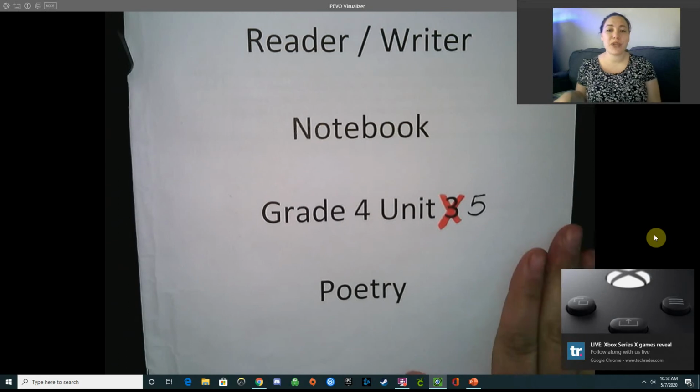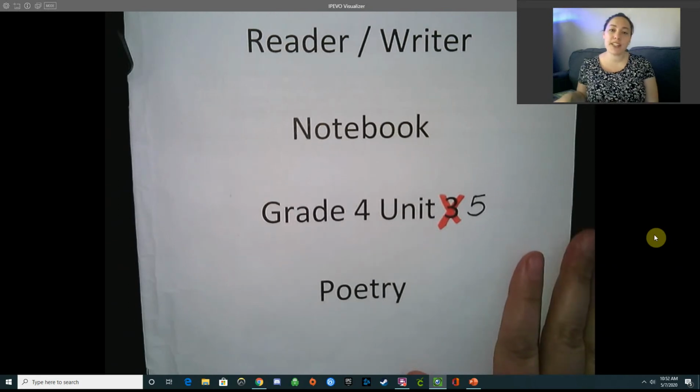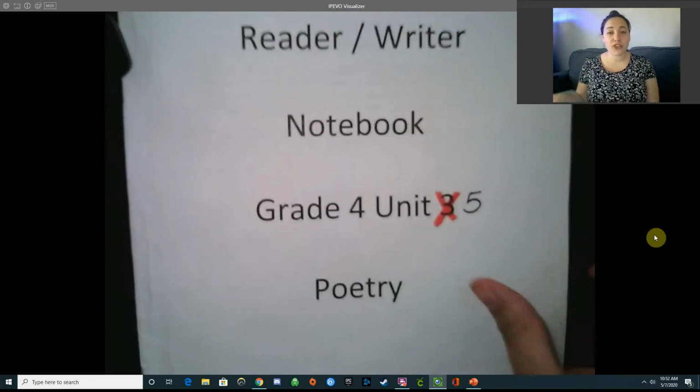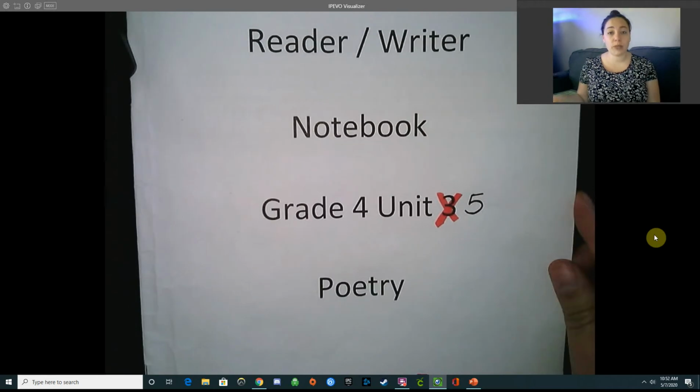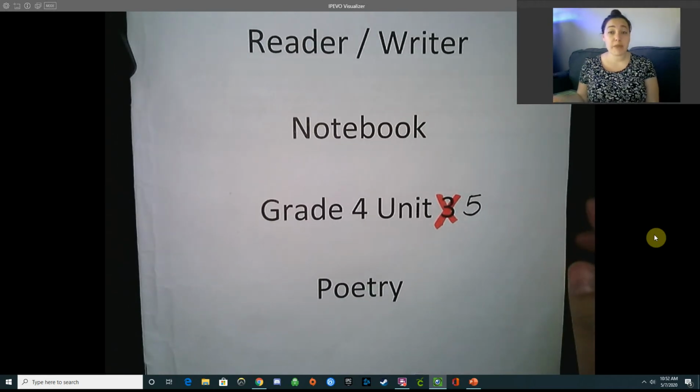In front of you, you are going to need this reader-writer notebook labeled with poetry. If you do not have this workbook, make sure you take out a piece of paper and a pencil.